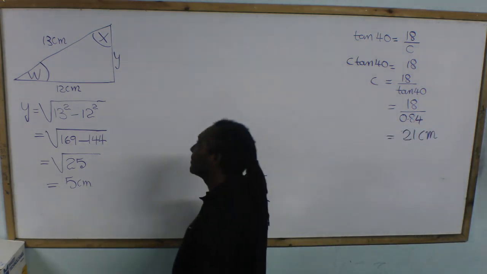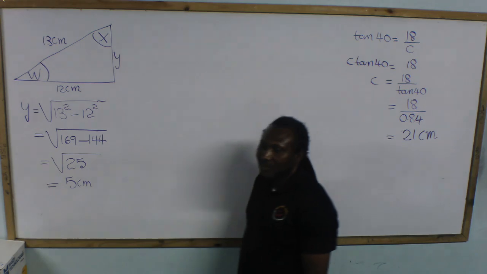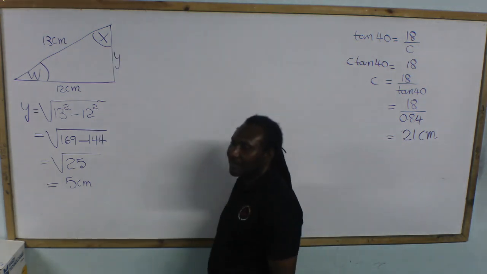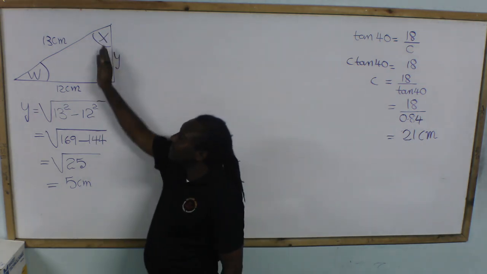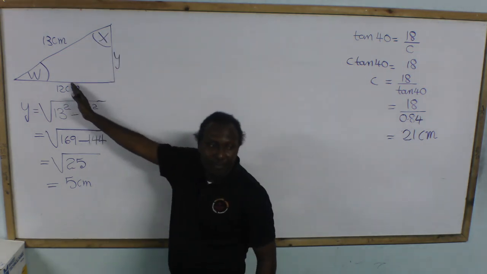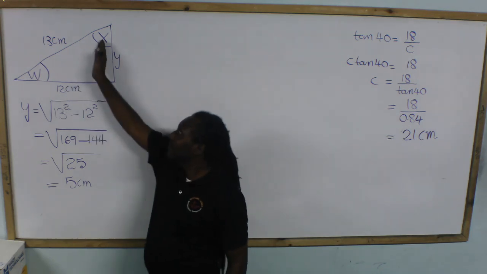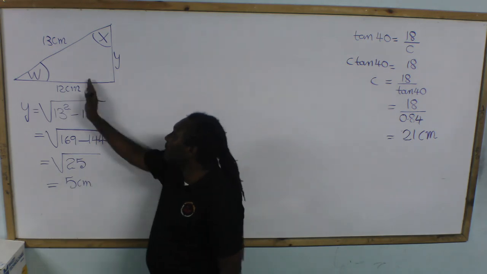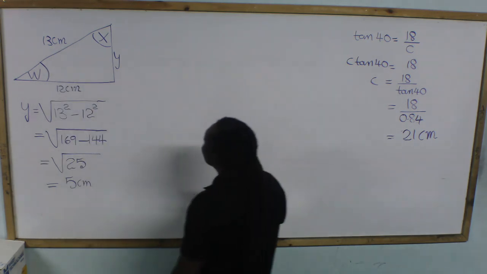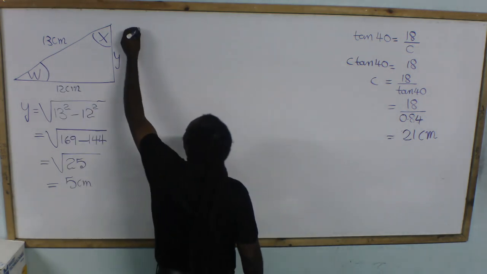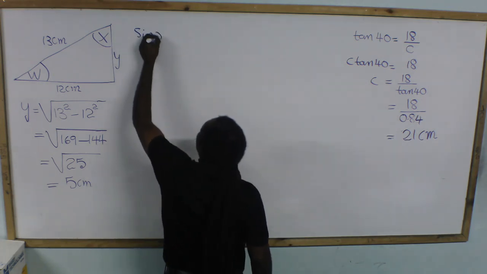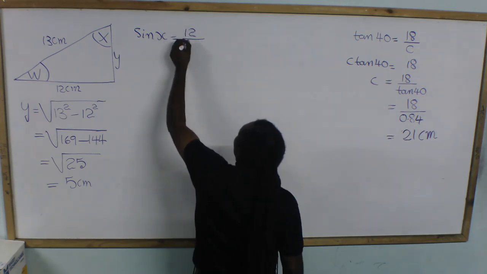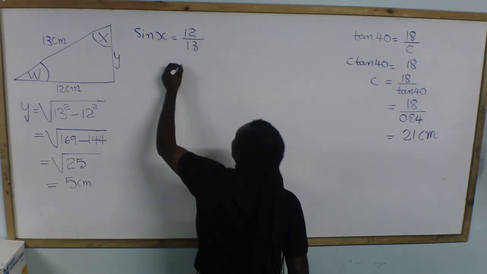Which angle are you going to find first? X. By saying what? This is X, this is? And this one is? Which ratio is opposite and hypotenuse? You can hear that. Sin X is equal to opposite over hypotenuse.